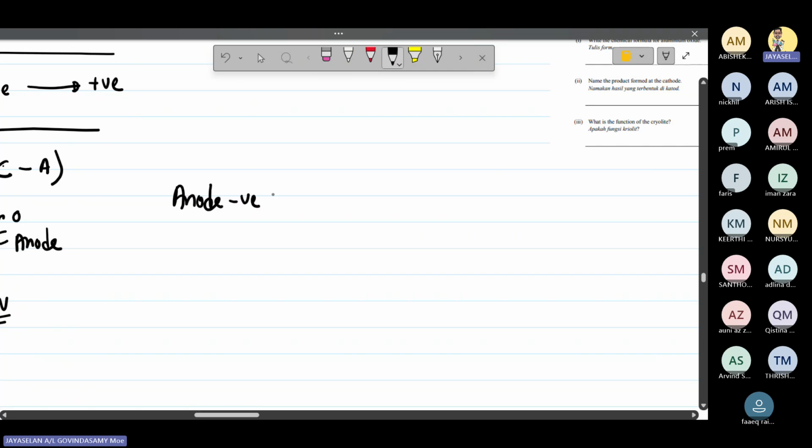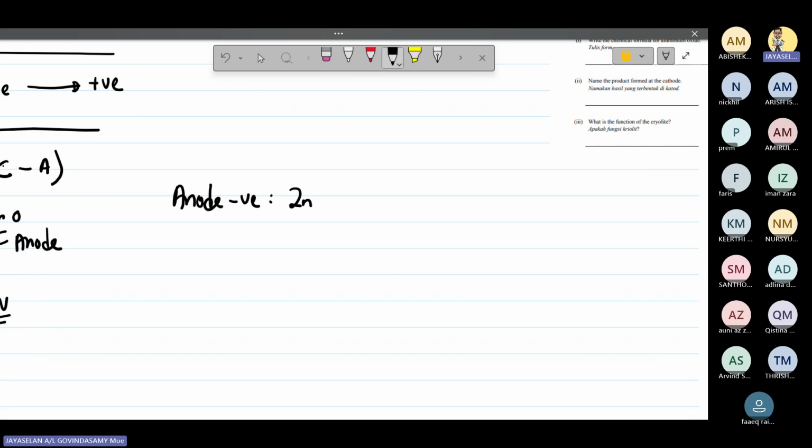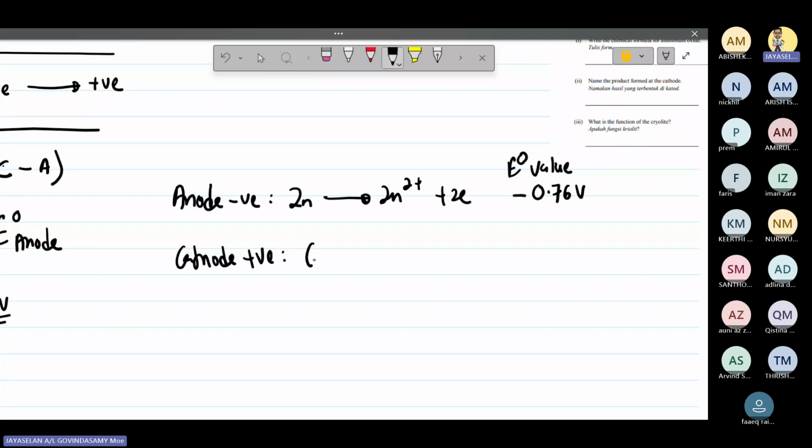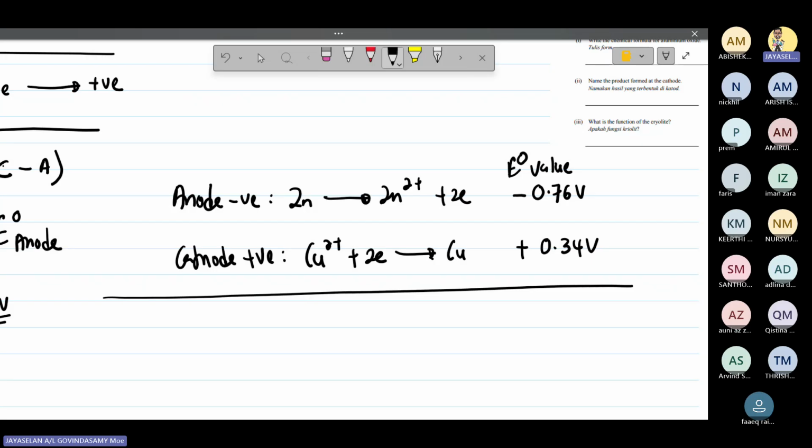Anode, negative terminal, the reaction: zinc arrow becomes Zn2+ plus 2 electrons. The E naught value will be given in the exam, negative 0.76 volt. This is the E naught value. For example, and cathode, positive terminal, let's say you already know the copper 2 ion gets reduced to copper atom, and the E naught value is positive 0.34 volt. This is your half equation. You already scored 2 marks here.